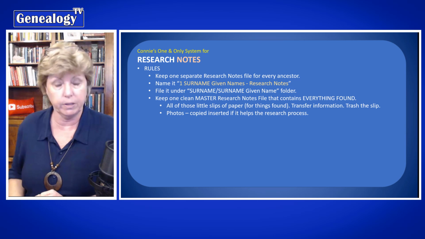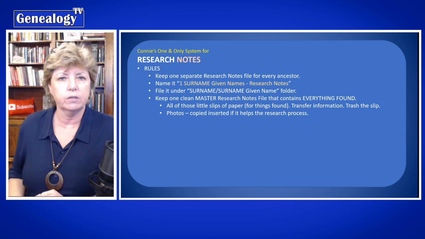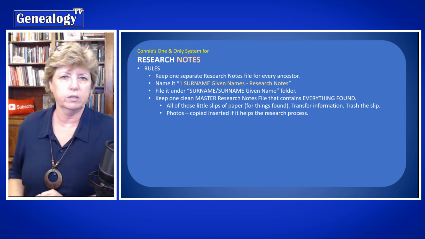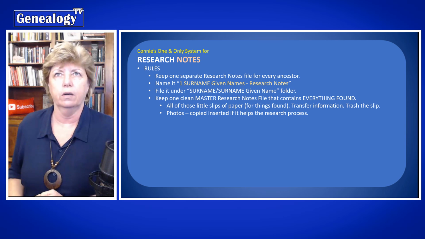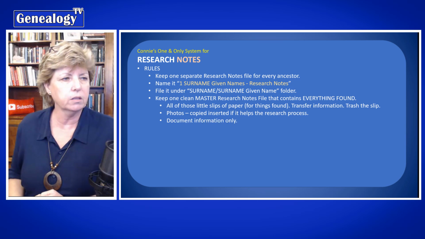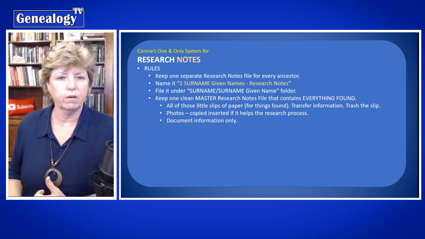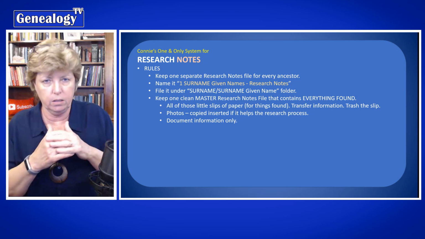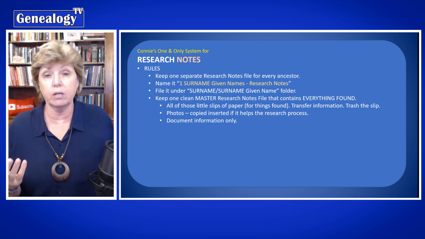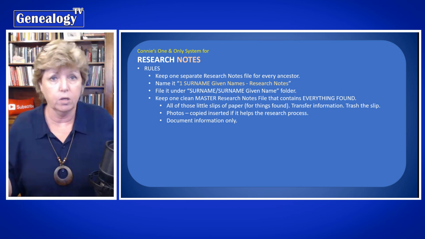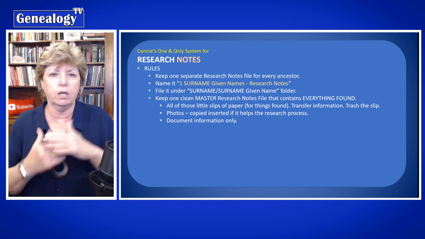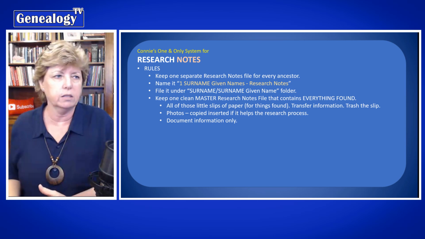So I don't, believe me, we've all taken 100 photographs over time that you don't want to keep in all your research notes, only if it's important to the research process. Document information only. So in other words, you don't put the full transcription of the will in there. You put the abstracted information in there. Same thing with a census record. You're not going to put 10 pages worth of census information in there as you're doing your fan club research. You're going to create an abridged version of that and stick it in there.